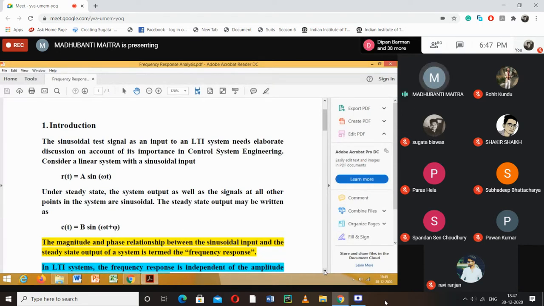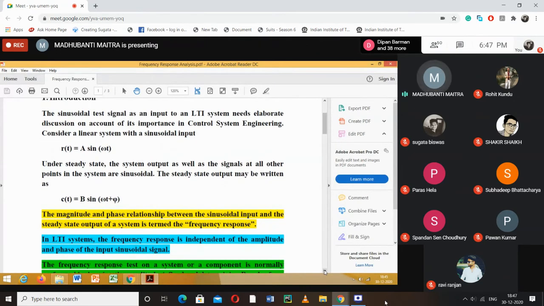So what is frequency response? The magnitude and phase relationship between the sinusoidal input and the steady state output of a system is termed as the frequency response, right?